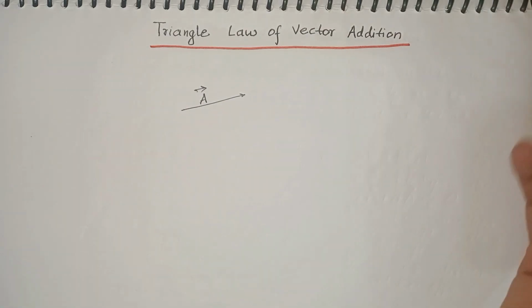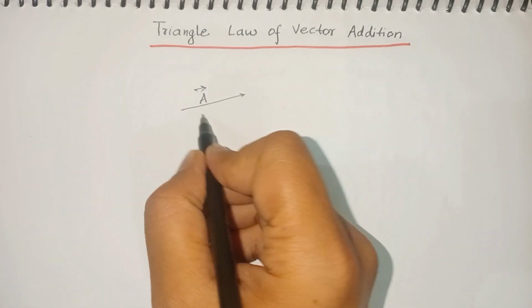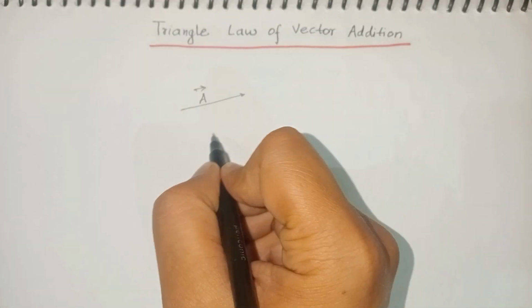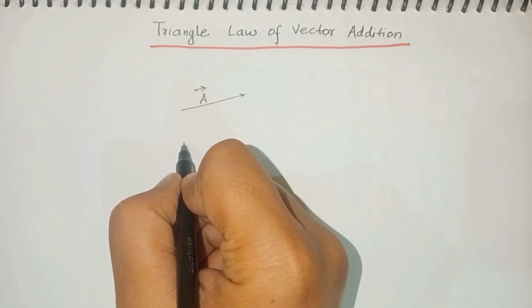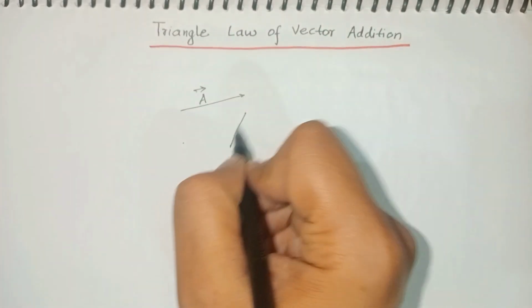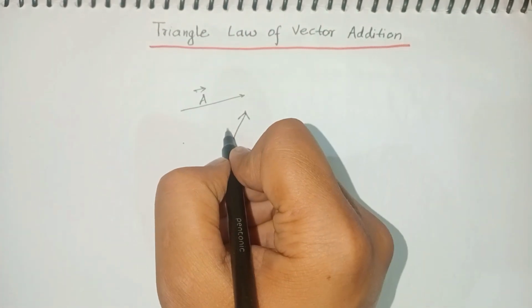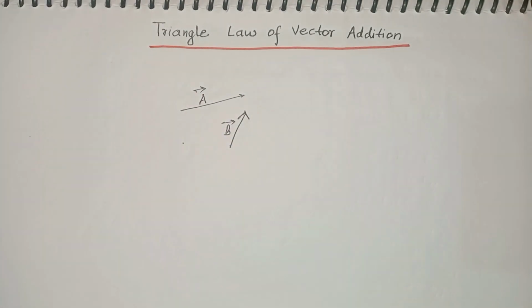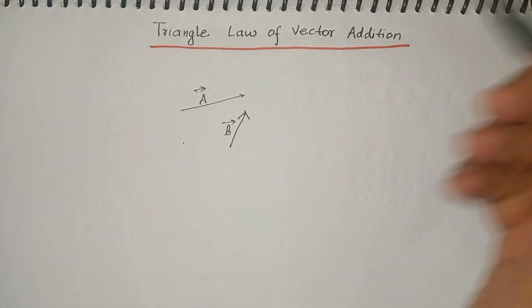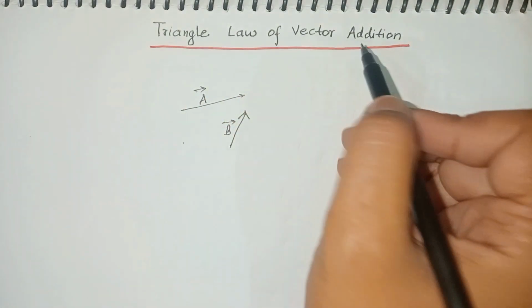Then they will be added, not by a single vector. Then we need one more vector. Suppose this is vector B. We have to add them. Then the question arises: how will we add? Now, to simplify this addition, we know the triangle law of vector addition.